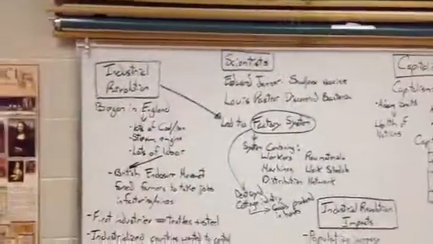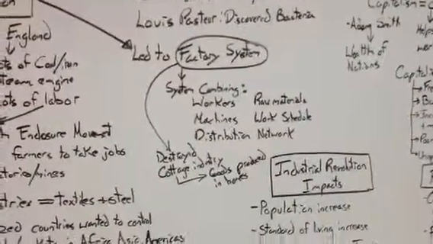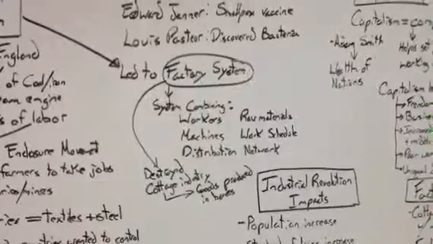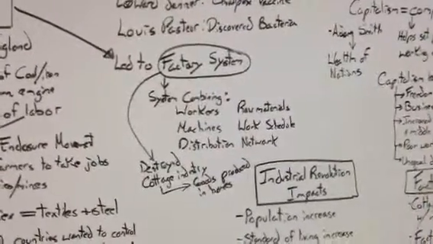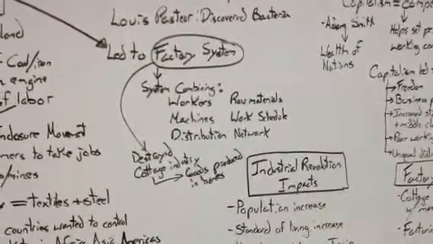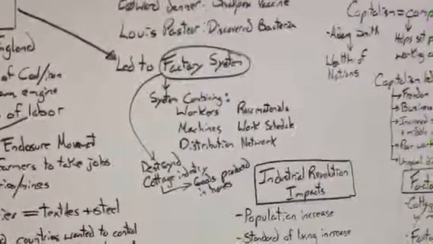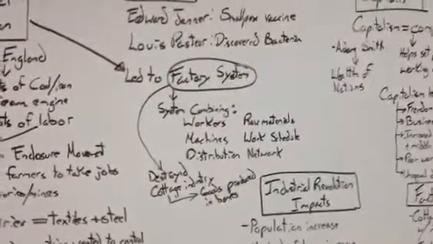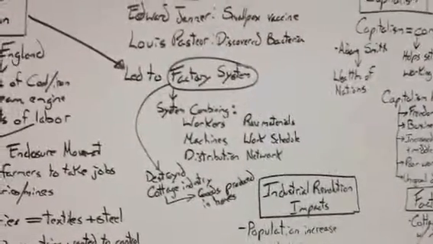We have some arrows up here. The Industrial Revolution also led to the factory system. What the factory system is, it's a system combining workers, all the raw materials they need to make their products, the machines that are going to take those raw materials and process them into finished goods, a work schedule set up for those workers, and a distribution network for taking all those finished goods and getting them out to the markets where they want to sell. That's the factory system. It's the new way of mass producing goods.